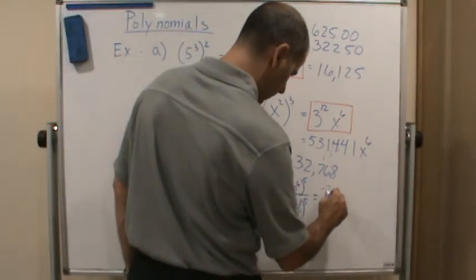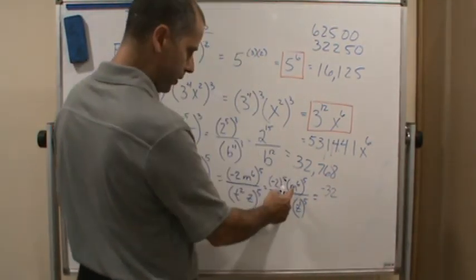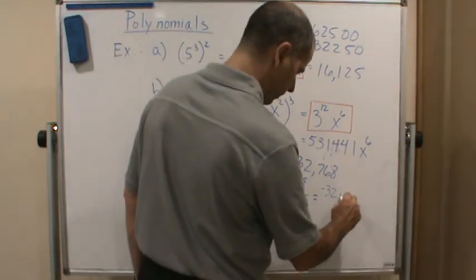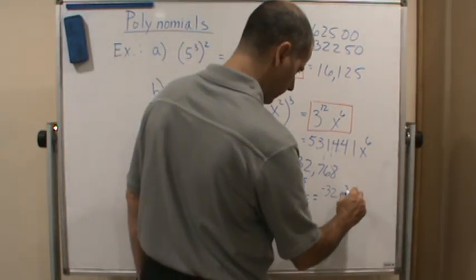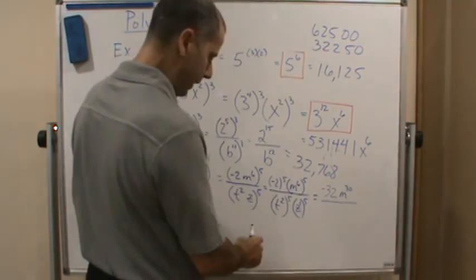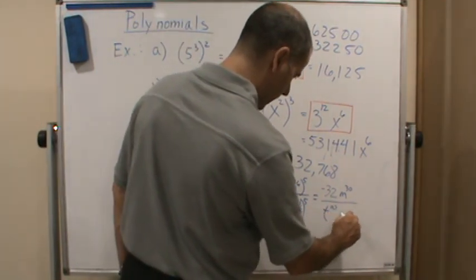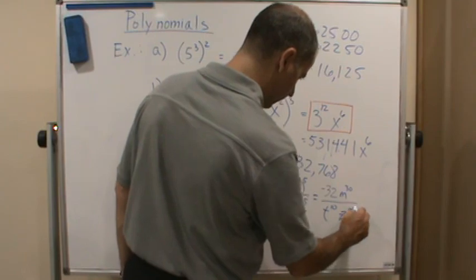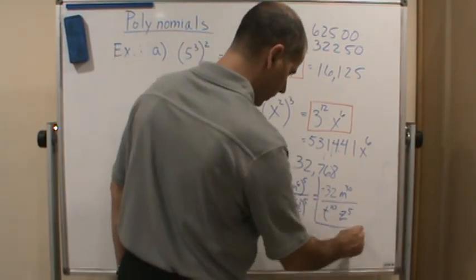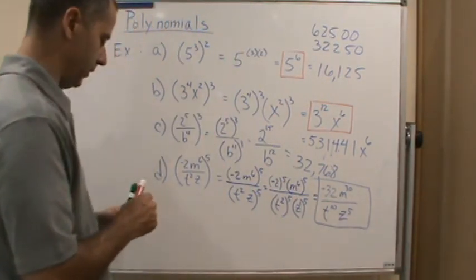So you get a negative 32, and then of course there'll be m to the 30th, because you multiply the exponents, divided by t to the 10th times z to the 5th. And we're done. So we can't simplify that any further.